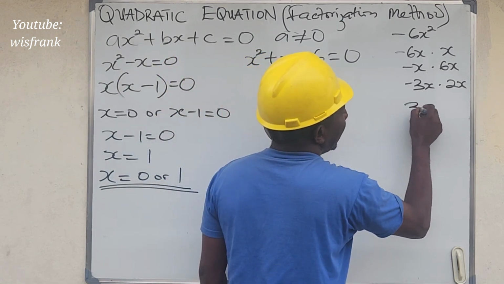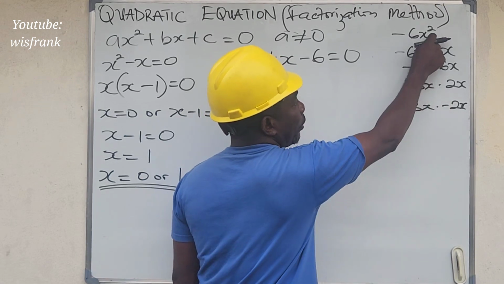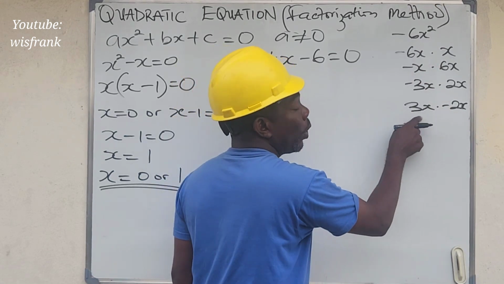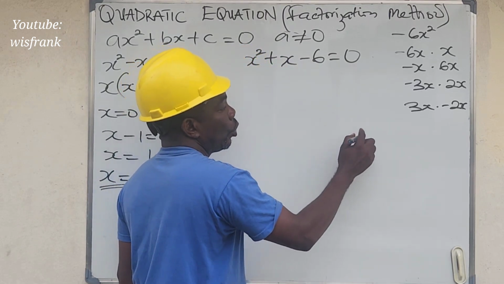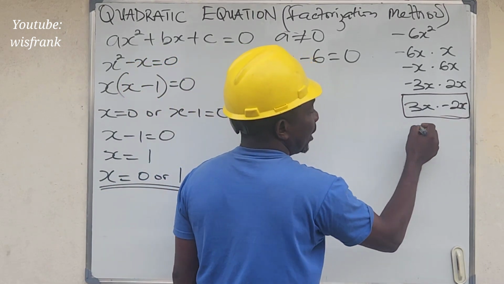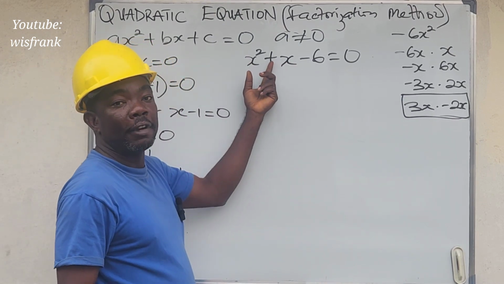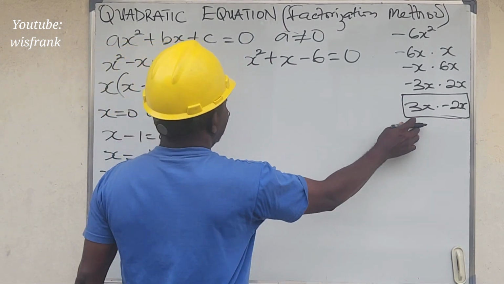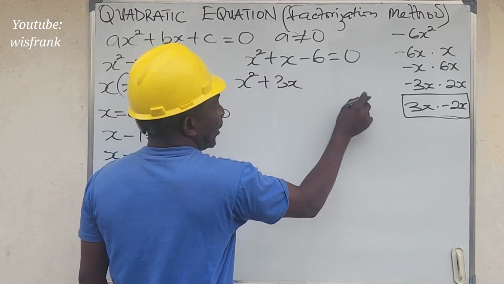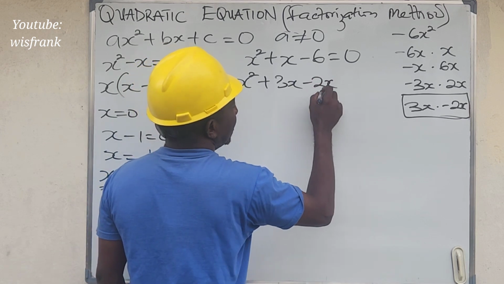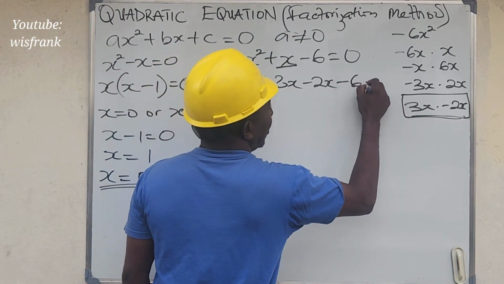And let us see 3x times minus 2x. When you multiply these two, it will give you this. And when you add 3x minus 2x, it will give you x. So these are the factors of 6x to the power of 2 that we are going to use for us to find the value of x from this equation. So substituting that, we have x to the power of 2 plus 3x minus 2x. In the place of this x, we put this. Then we have minus 6 equals to 0.